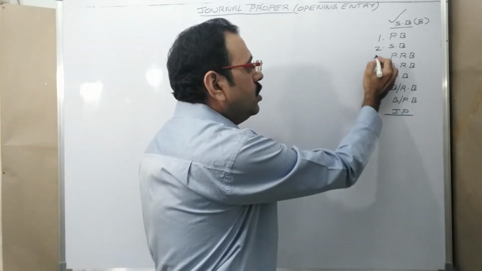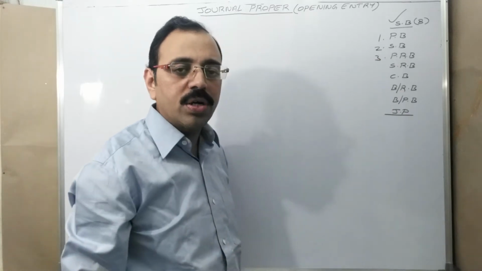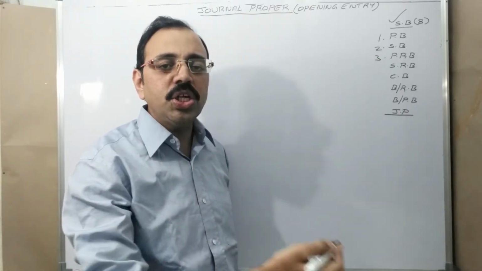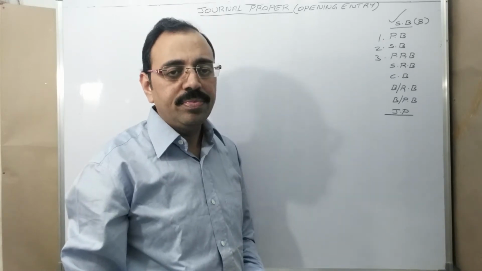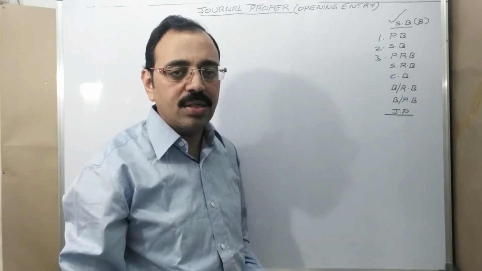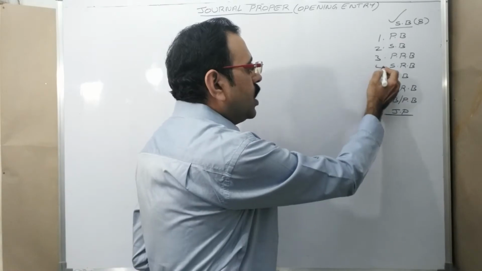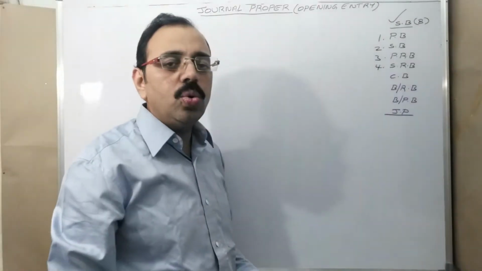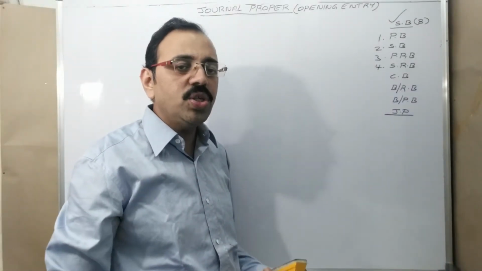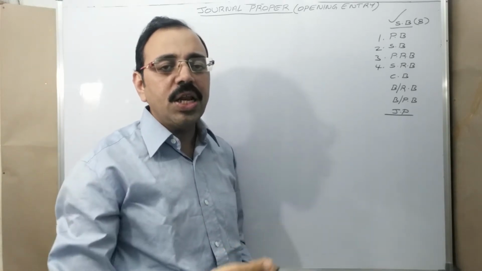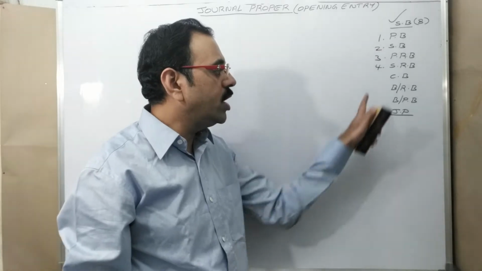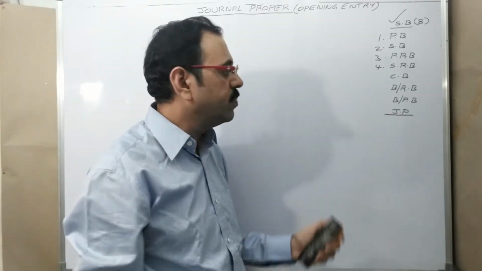Then third one, purchase returns book. Once we purchased goods on credit basis, today we are returning them. The transaction we enter in this. Similarly, once we sold goods to a customer on credit, now the customer is returning the goods to us. We record them in sales returns book.